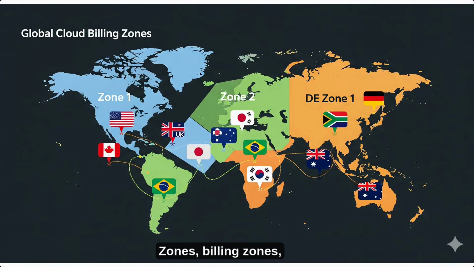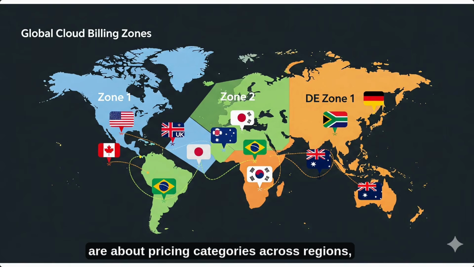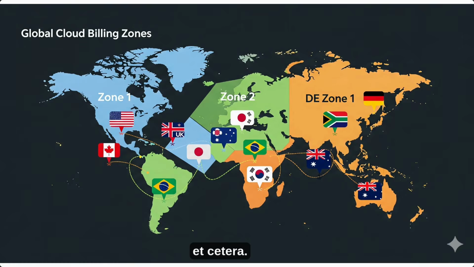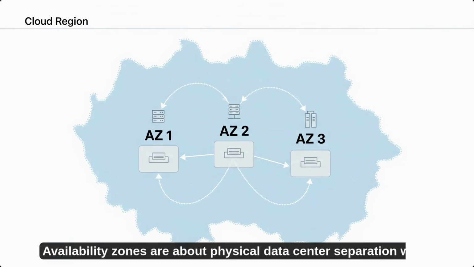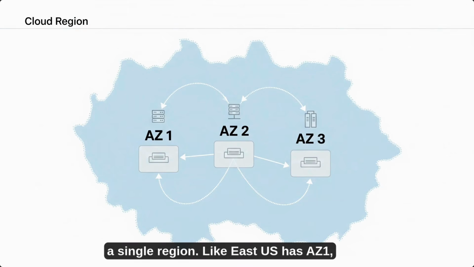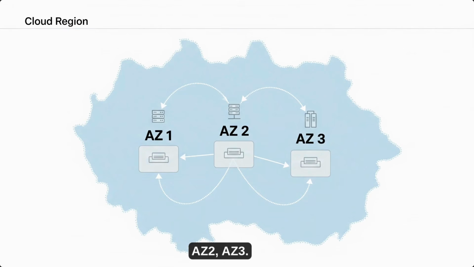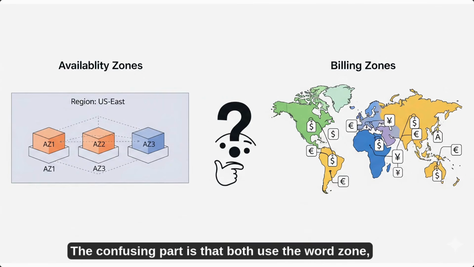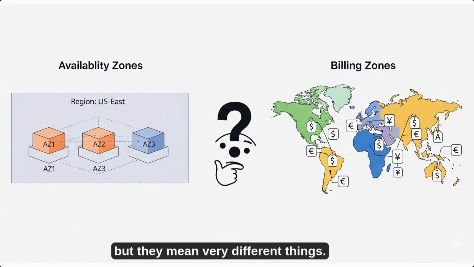Zones, billing zones, are about pricing categories across regions, like Zone 1 was US and Europe, Zone 2 Asia, etc. Availability zones are about physical data center separation within a single region, like East US has AZ-1, AZ-2, AZ-3. The confusing part is that both use the word zone, but they mean very different things.